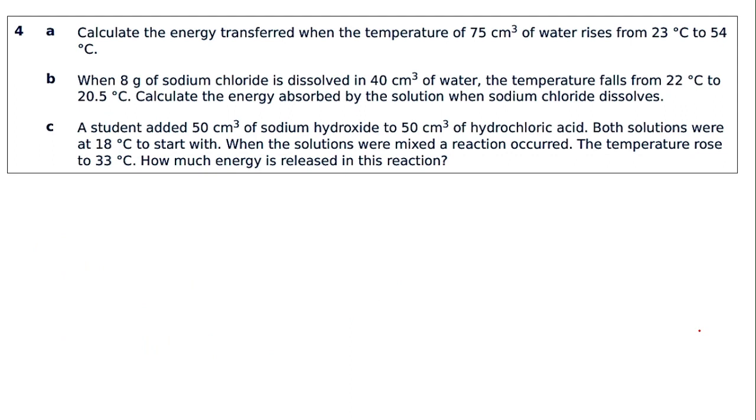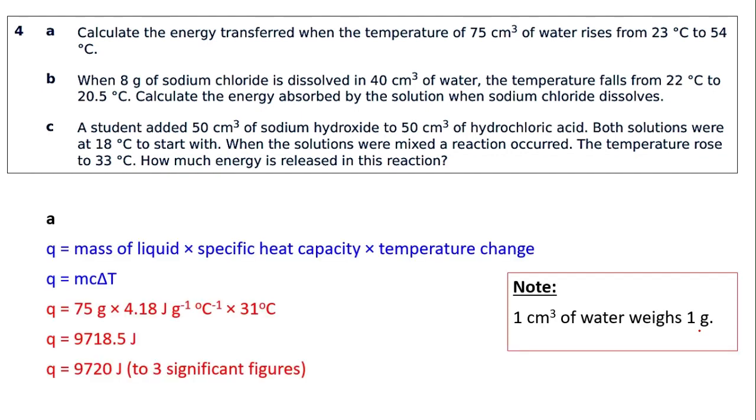Question number 4. Calculate the energy transferred when the temperature of 75 cm cubed of water rises from 23 degrees Celsius to 54 degrees Celsius. We have the formula for energy transfer that we can use here: Q = mc delta T. In this, m is the mass of the liquid, c is the specific heat capacity, and delta T is the temperature change. We most of the time use this formula for water, so m is the mass of the water.